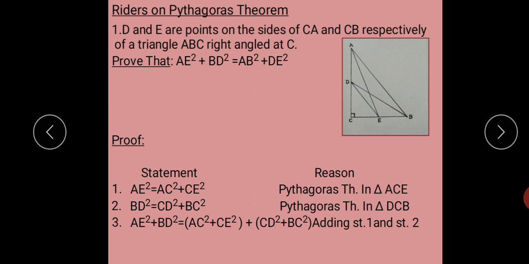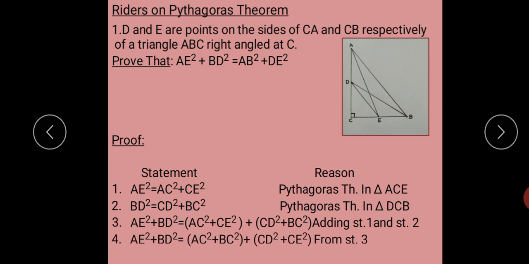We'll go once again to what is asked to prove. We need AB square and DE square. AB is a hypotenuse and DE is also a hypotenuse. AB square is equal to AC square plus BC square. You can see here AC square is here and BC square is here. Same way, DE square is equal to CD square plus CE square. They are here, CD is here and CE is here. We just have to rearrange the terms.